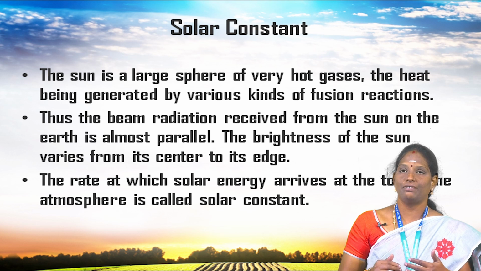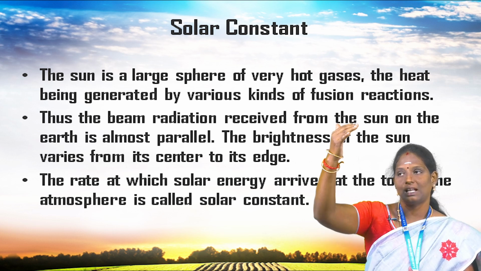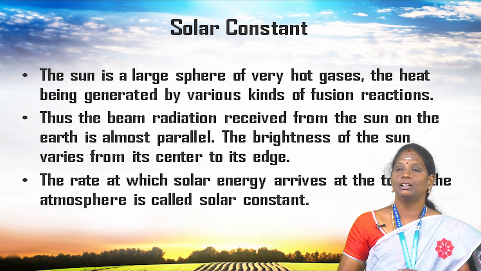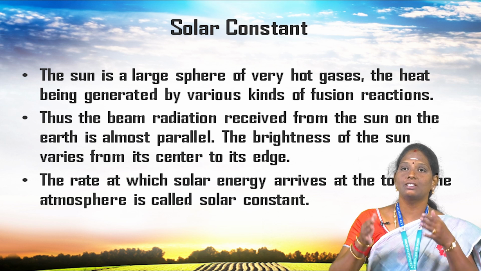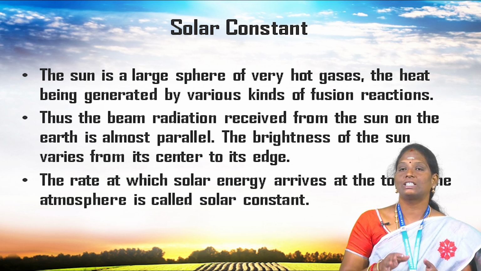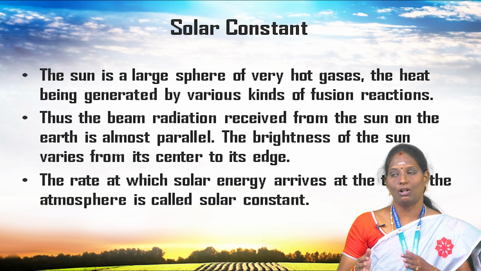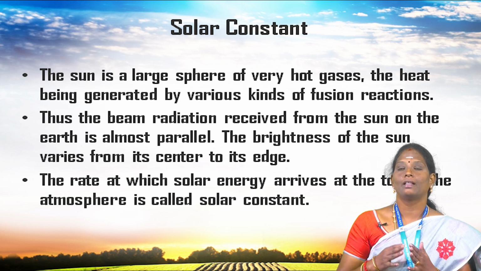The distance between the earth and the sun varies a little throughout the year. Because of this variation, the extraterrestrial flux also varies.